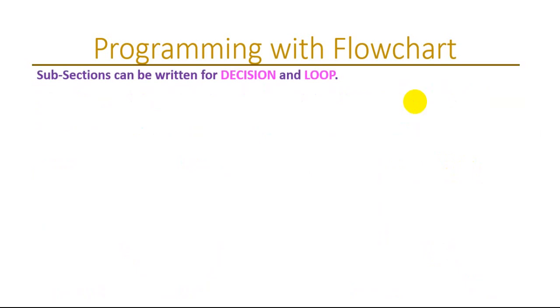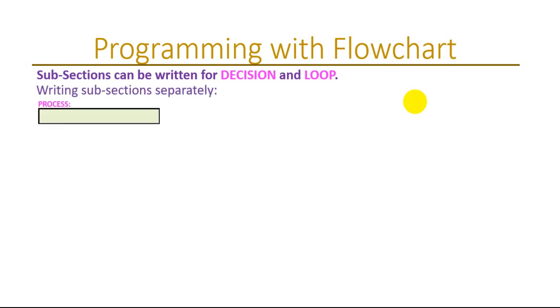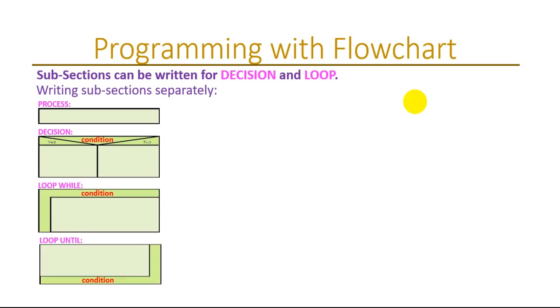Then I want to explain to you another important thing about how to write subsections. Let's see what these subsections are. A decision and loop and whatever. Okay, writing subsections separately. So in your main, you have these symbols, right? These are the symbols we have in the NS chart: process, decision, loop while, and loop until. Okay, in all these cases, these areas will be the area that can have other loops or decisions or processes. Okay, these areas, and this is our main area.